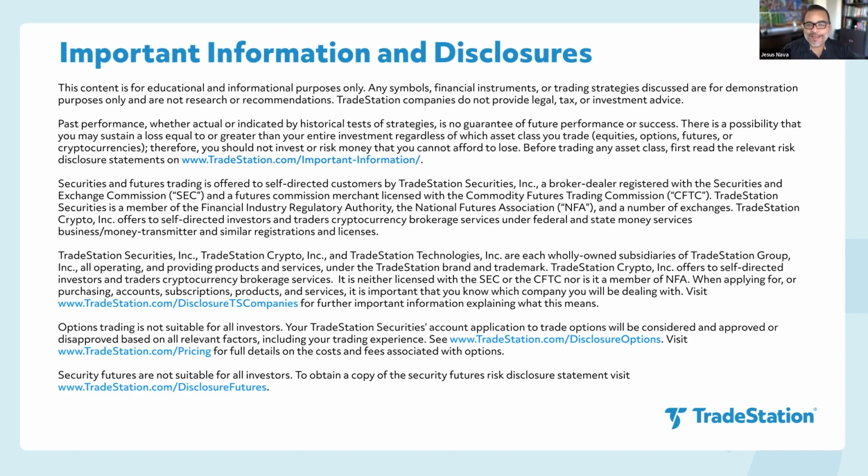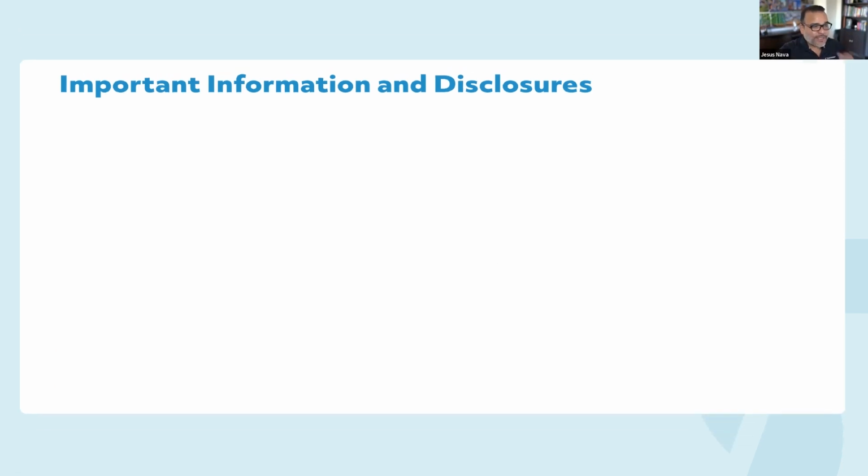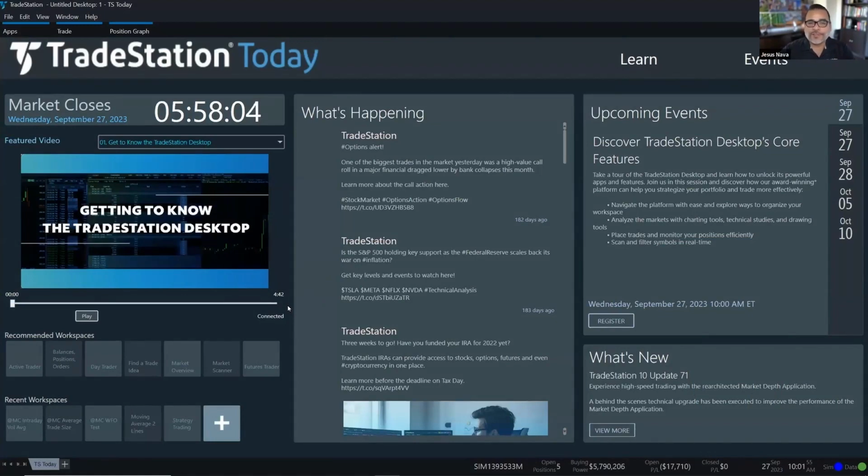I'm going to highlight certain features of the TradeStation Desktop. I'm going to concentrate in three main areas, which is charting, scanning, and trading. And hopefully you can walk away with something useful during this presentation. The TradeStation Desktop, this is the way that it looks when you first launch it.